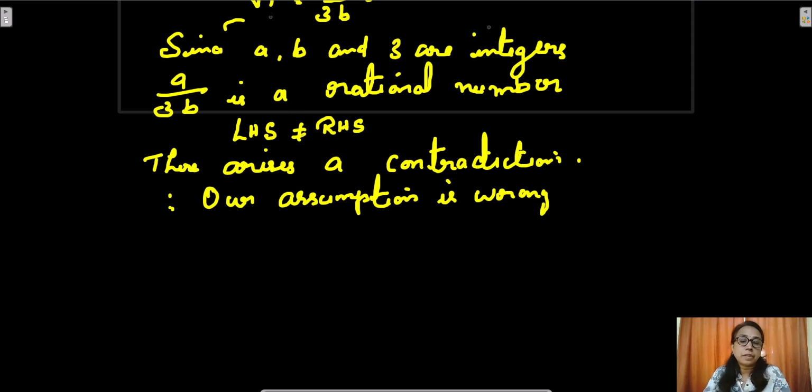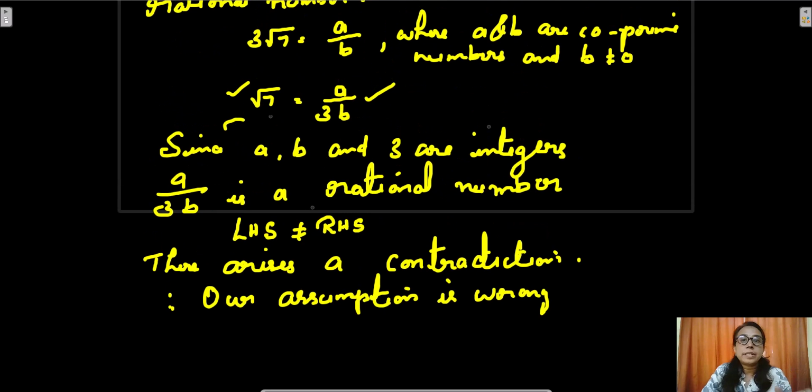What we assumed in the beginning is that 3 root 7 is a rational number. That's what we assumed in the beginning. That assumption is wrong. That assumption is wrong means, if that assumption is wrong, then 3 root 7 must be an irrational number.